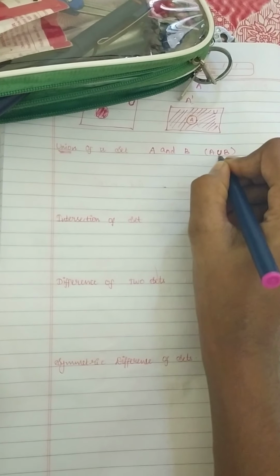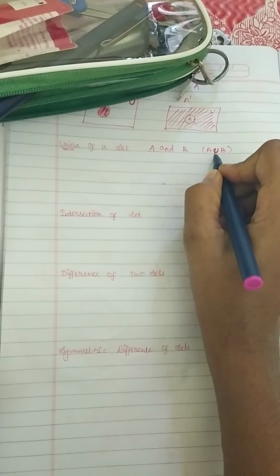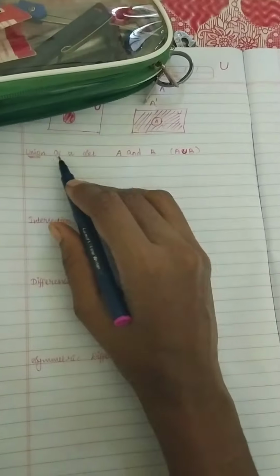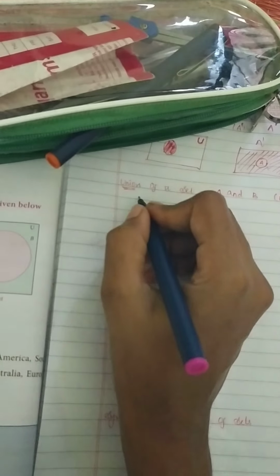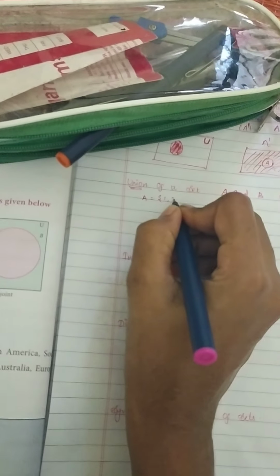The union symbol looks like U. In this place, for the universal set we are using U, but for union you write this symbol. Now for example, I have my A equal to the set 1, 2, 3.